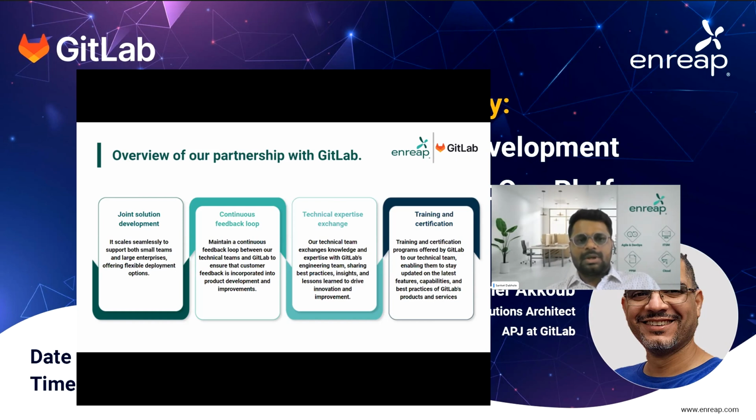The continuous feedback loop is an ongoing process of communication between our technical teams and GitLab. This helps us make sure that we are always listening to what our customers have to say and using that feedback to make our products better and improve our offerings accordingly. Our technical team also shares and learns from GitLab's engineering team to get better at what we do. We exchange ideas, tips, and lessons to come up with new and better ways to do things.